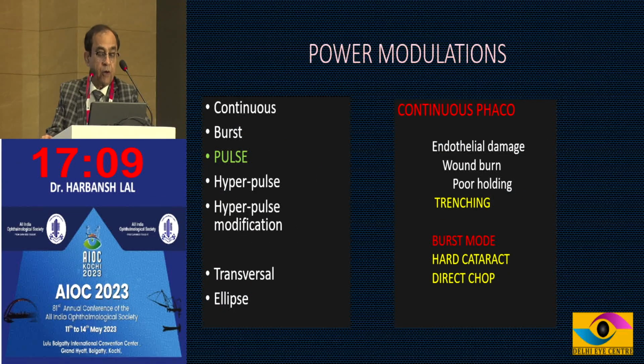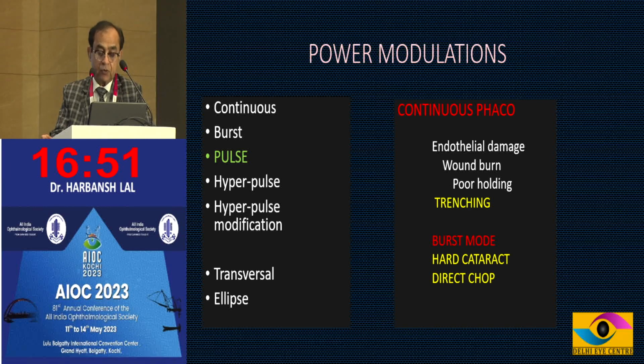So when you talk of the power modulation, there is a continuous mode. Continuous Phaco will have more endothelial damage, more wound burn, and poor holding. So in trenching you can use it, but it's better not to use it most of the time. Then the burst mode and a pulse mode.